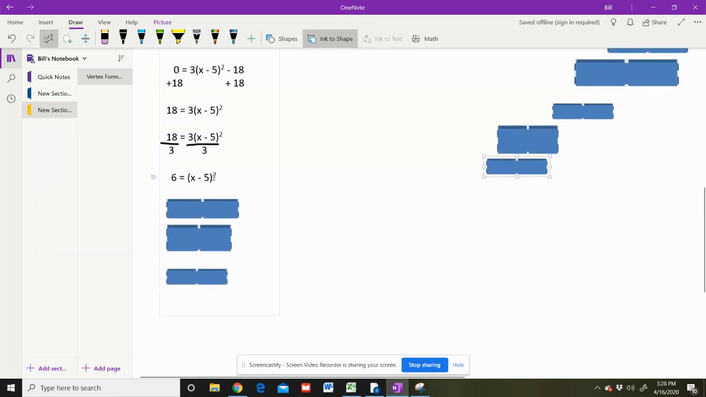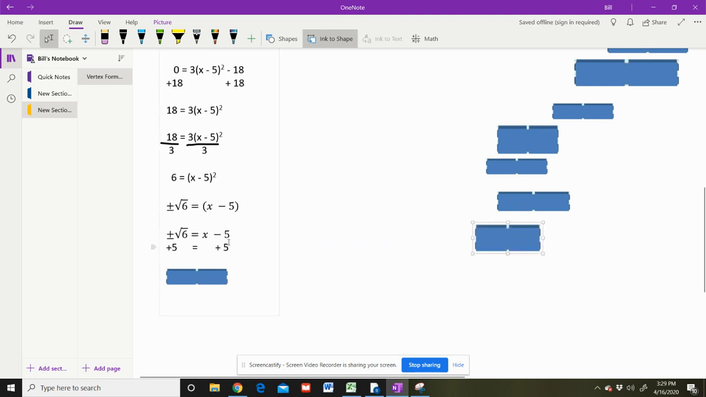All right, so now I have this square I've got to get rid of. I'm going to do the square root. Remember, when I take the square root of this side, that square root and the square cancel each other out. So I'm going to end up with the square root of 6, plus or minus the square root of 6, equal to x minus 5. And then I want to bring my 5 over to the other side. So when I do that, I add 5 to both sides. I'm going to put that plus 5 in front of the square root of 6. And we get 5 plus or minus the square root of 6.